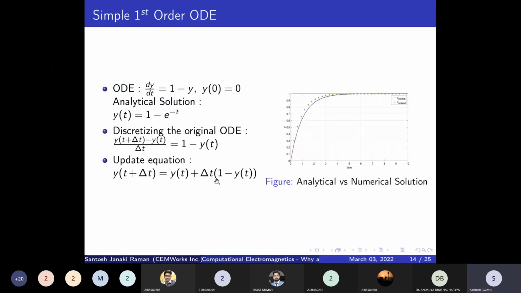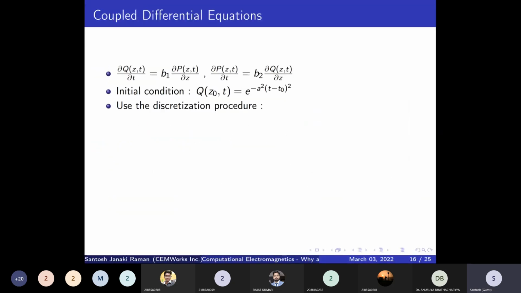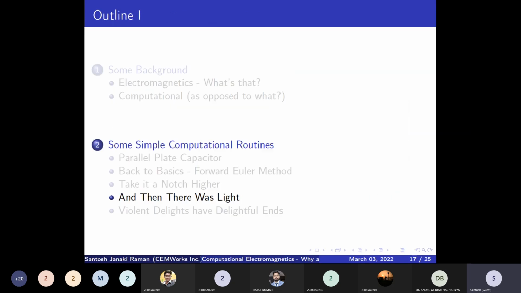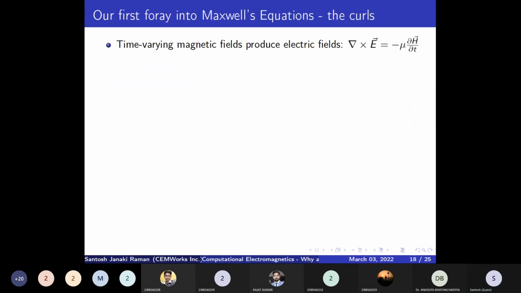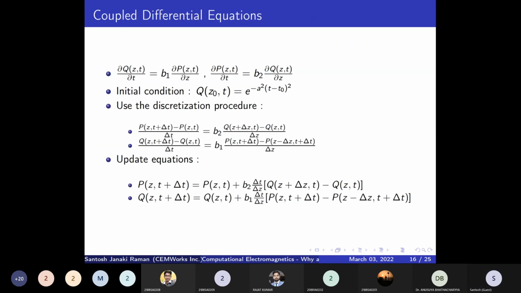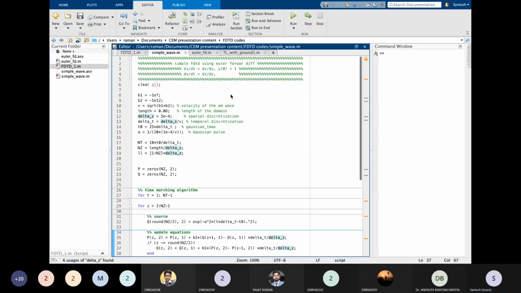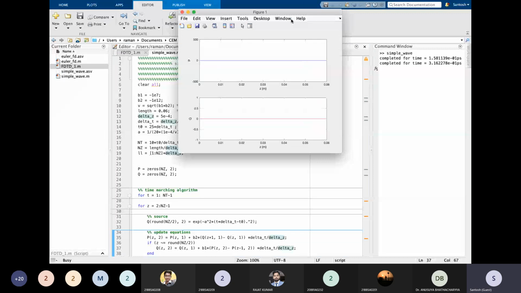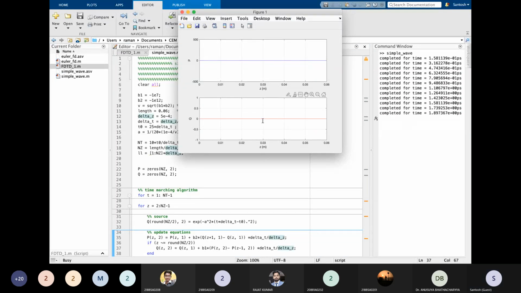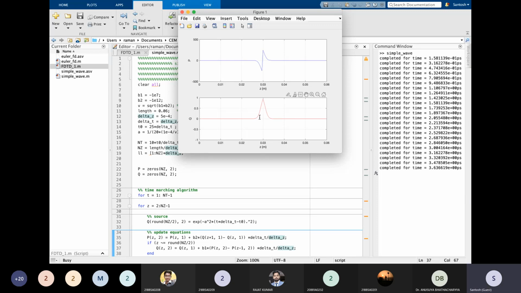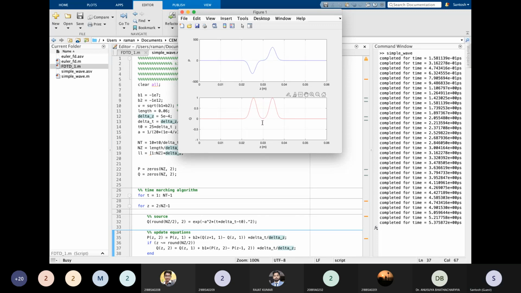You have to follow the same procedure for a coupled equation, but the results that you find are really beautiful. For example, if I run this case, I put a source somewhere in the middle for Q, and the Q was a Gaussian, right?